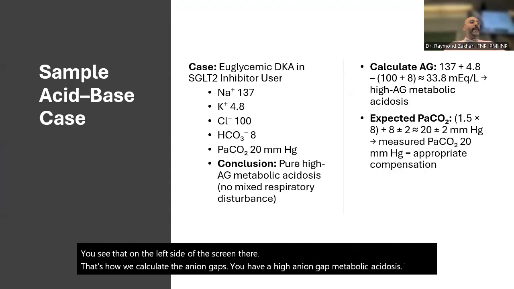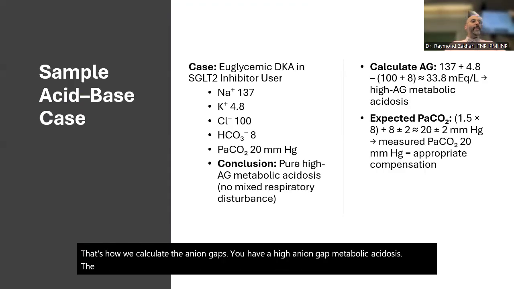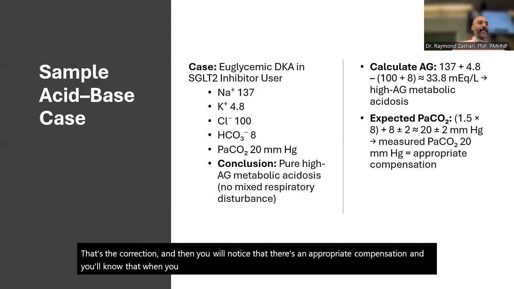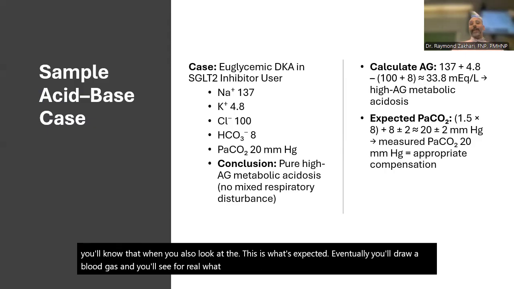The expected CO2 is going to be 1.5 times 8, which is the bicarb. That's the correction. And then you will notice that there's an appropriate compensation. And you'll know that when you also look at this is what's expected. Eventually you'll draw a blood gas and you'll see for real what is going on here.